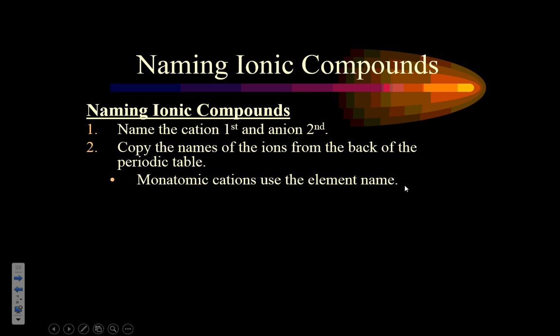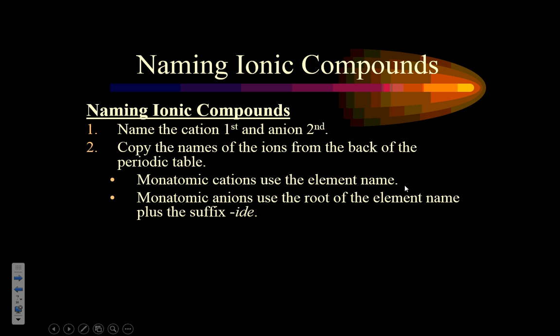So monatomic cations use their element name. We already talked about that before. So if it's a cation, it's just what it's called. So the copper ion is still copper. Now, if it's a monatomic anion, we're going to take the root of the element name and add the suffix -ide. So oxygen becomes oxide, sulfur becomes sulfide, chlorine becomes chloride. So monatomic cations keep their name, anions end in -ide.